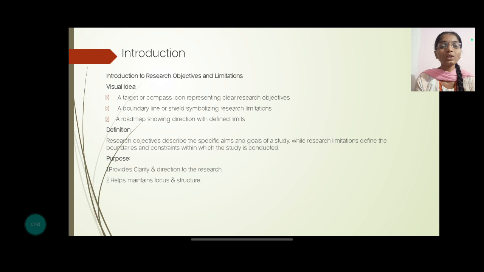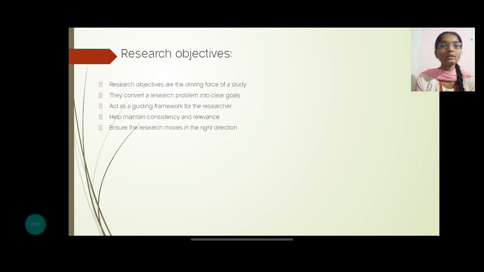The purpose of this is to provide clarity and direction to the research, and it helps to maintain focus and structure. The research objectives are the driving force of a study. They convert a research problem into clear goals and aims, help maintain consistency and relevance, act as a guiding framework for the researchers, and ensure the research moves in the right direction.